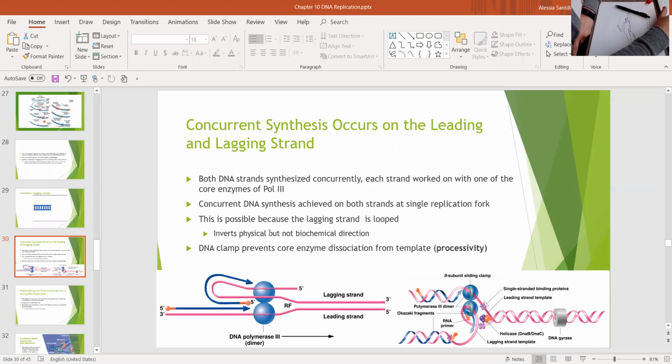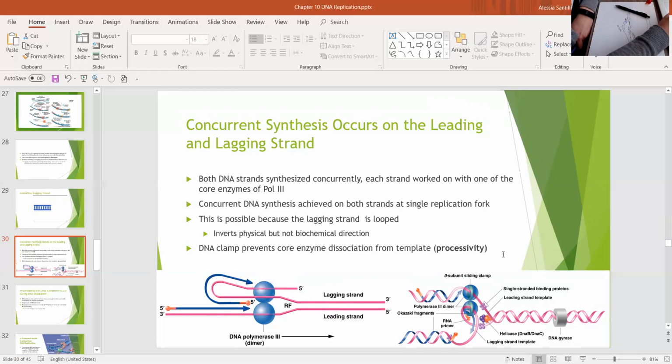So this kind of inverts the physical, but not the biochemical direction. And then your fancy DNA polymerase 3 can work together and work on both the leading strand and the lagging strand. If you guys remember, there's at least 2 core enzymes. One of the enzymes is going to work on the leading strand. The other core enzyme is going to work on the lagging strand. So there's at least 2. And this is the reason why it's possible, because the lagging strand loops in.